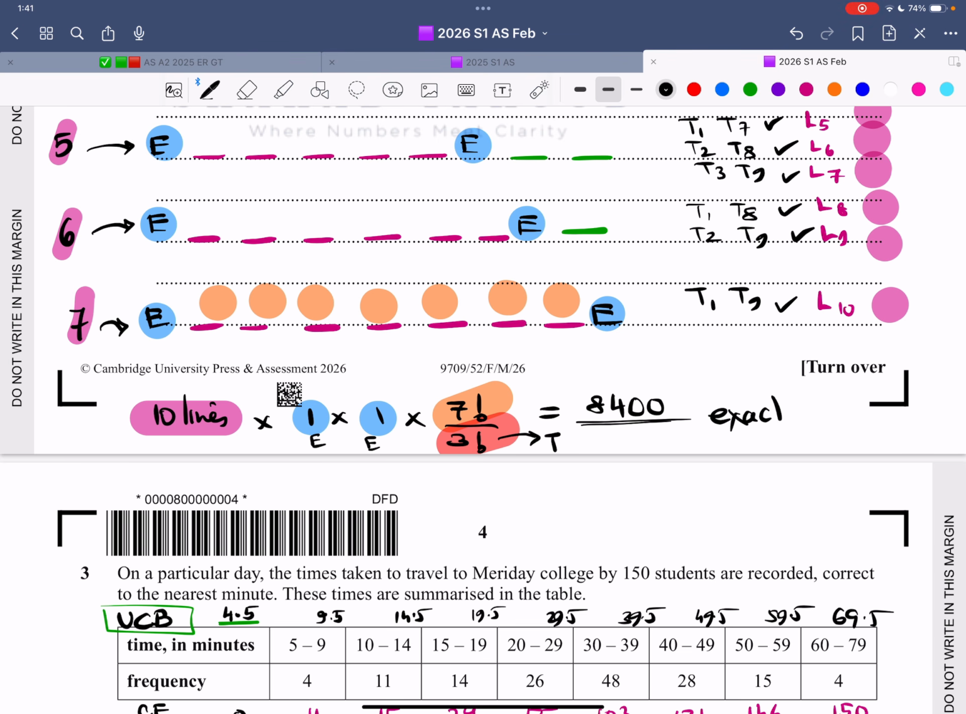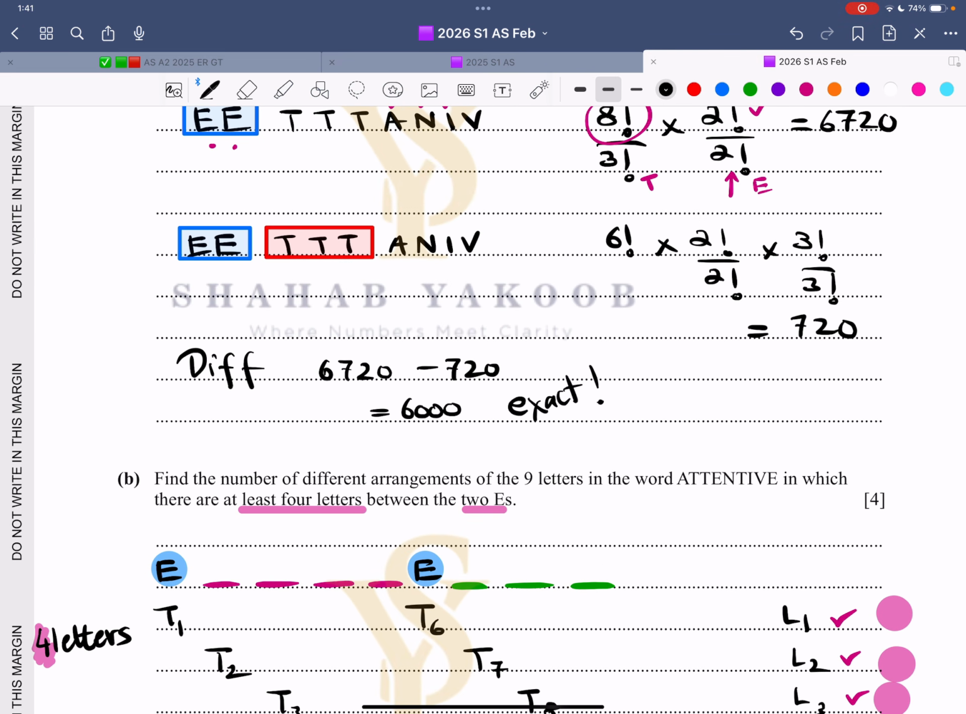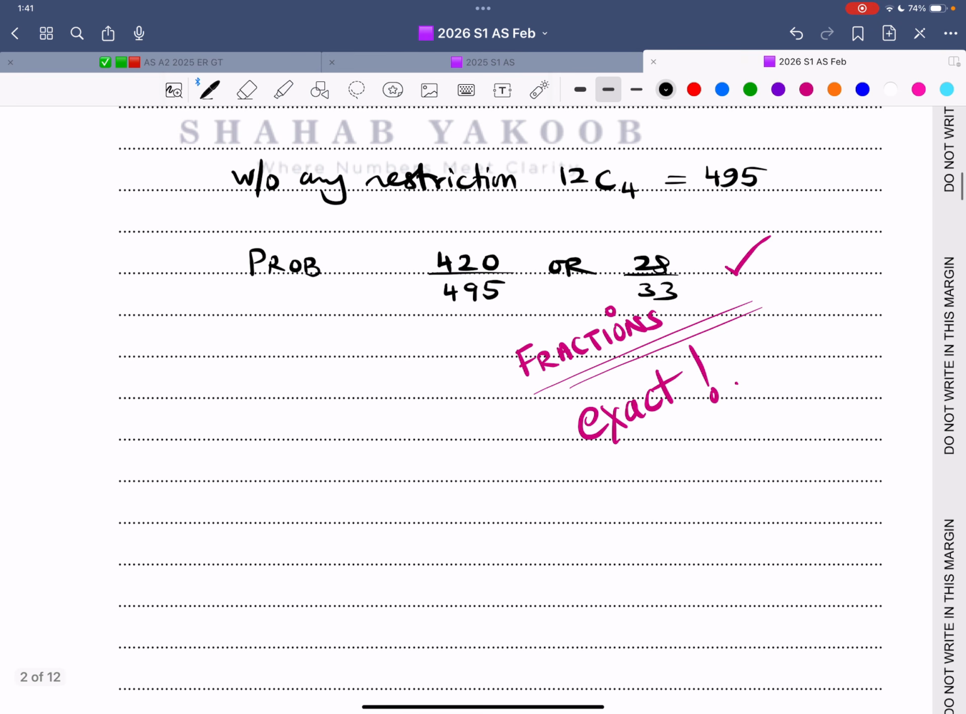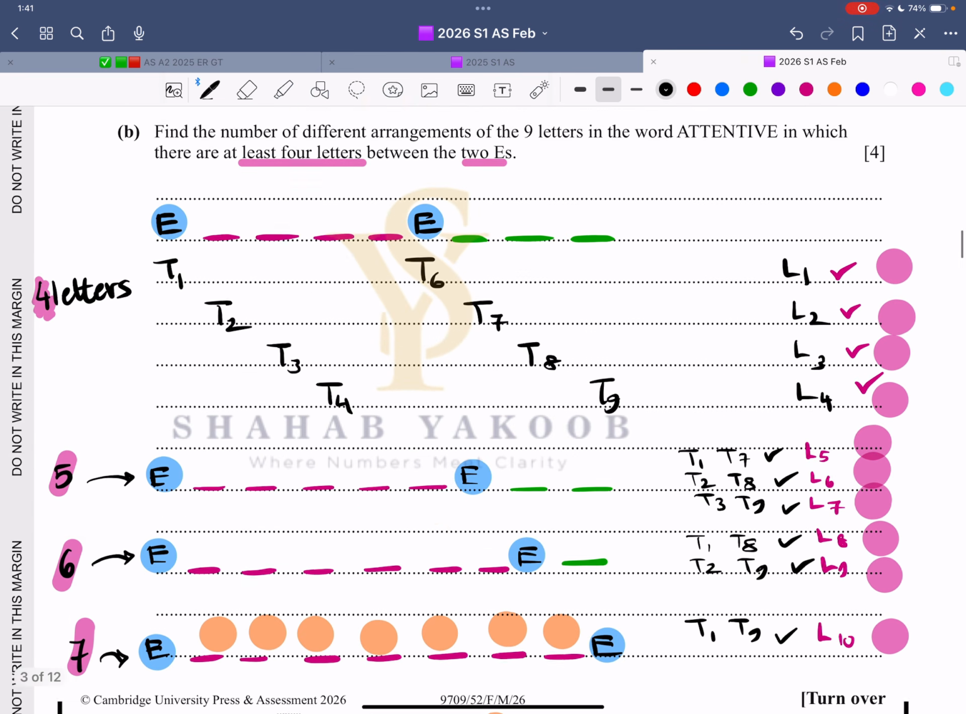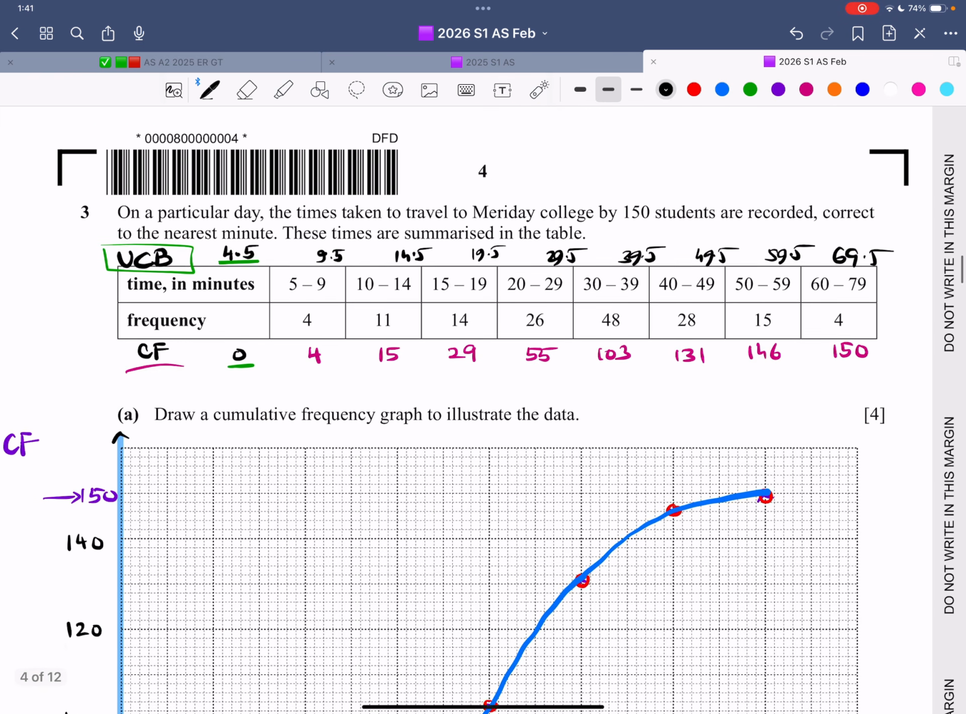These answers are exact, leave them as they are. This one was again exact. So far, the calculator usage is there, but the answer is in the exact form.